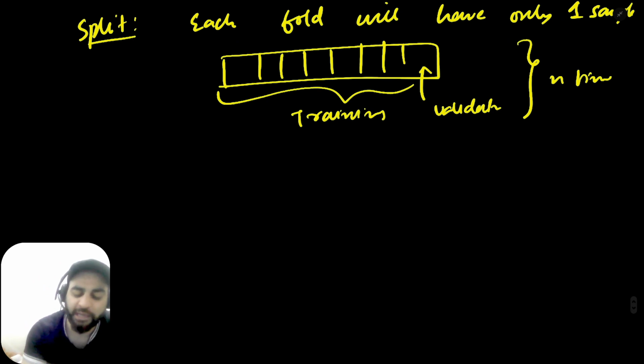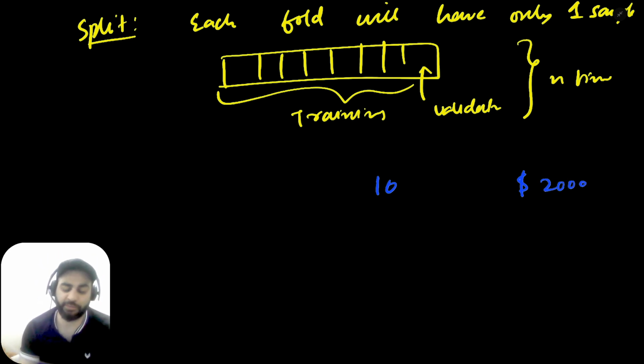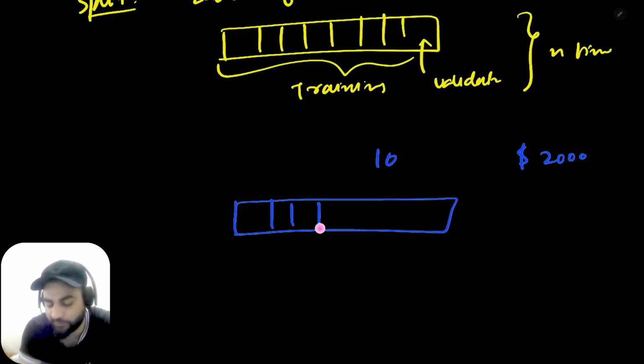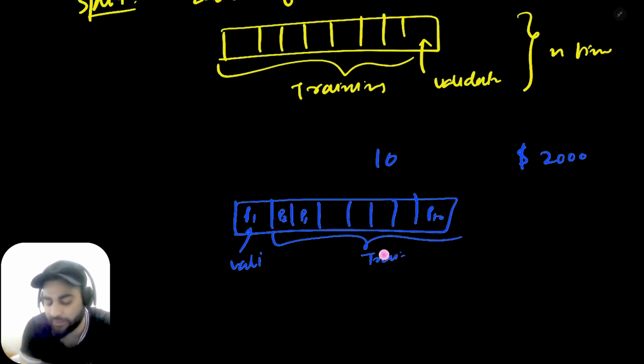What I'm saying is only for this patient's data, where we had only 10 patients, and each test cost us $2,000. So we cannot even afford to bring more data points, because data is scarce. So each fold will have one patient: patient 1, patient 2, patient 3 till patient 10. In the first iteration, patient 1 will be validation and the rest of these points will be our training, and then we'll test on patient 1.